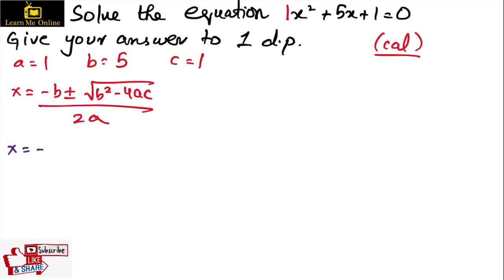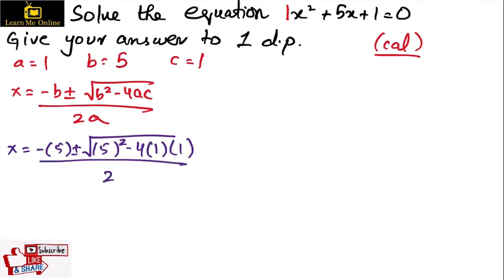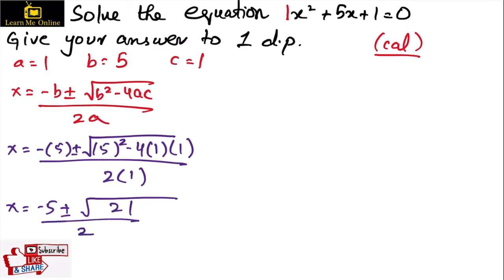So that would be now minus 5 plus minus the square root of b squared, which means 5 squared, then minus 4, a is 1, c is 1, and the whole thing divided by 2 times 1. We're going to do the simplification step now, which is minus 5 plus minus the square root of, 5 squared is 25, 25 take away 4 would be 21, and there's a 2 in the denominator.